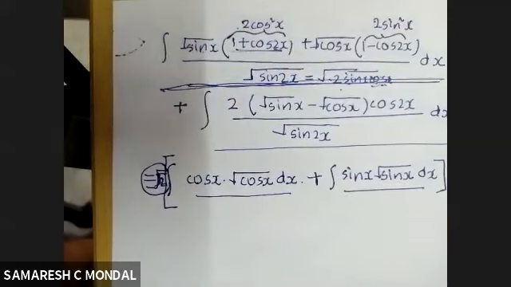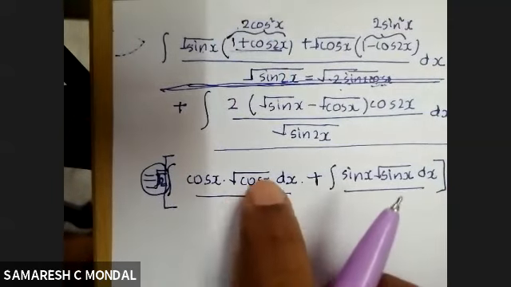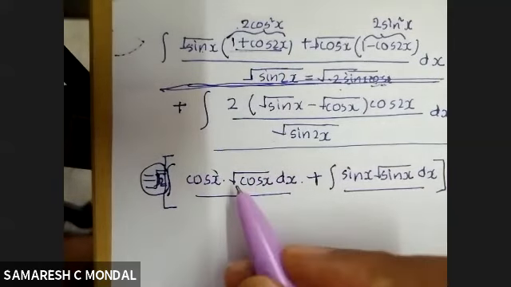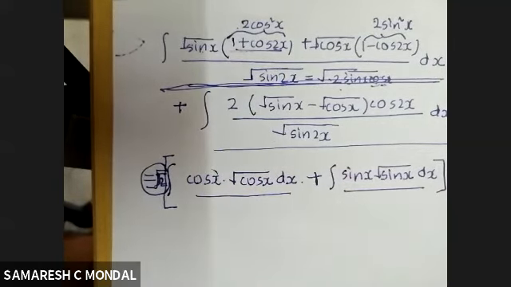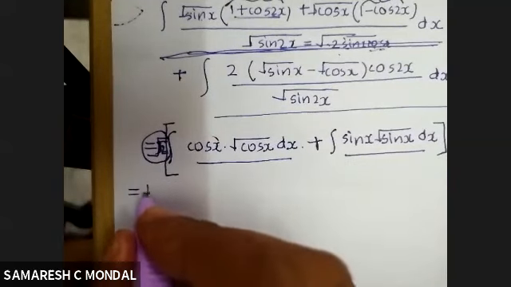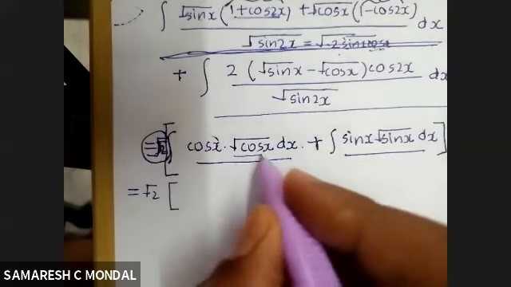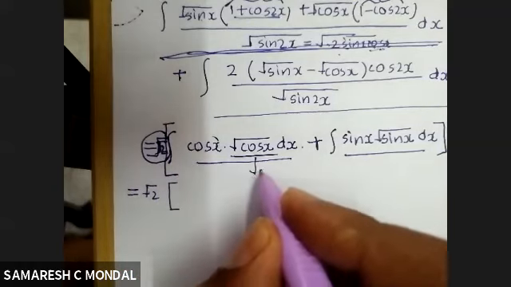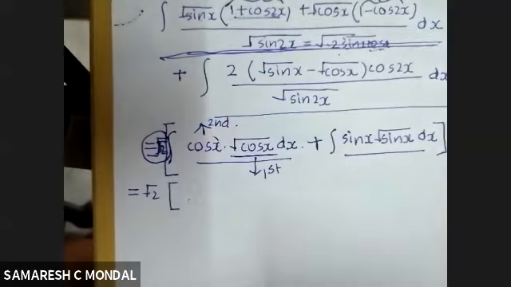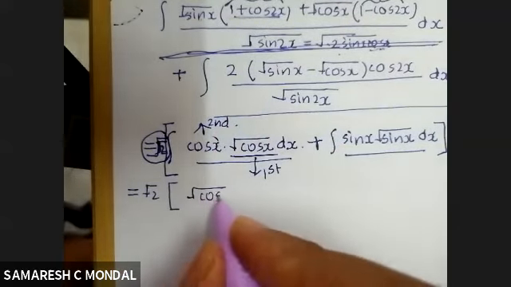I split it in two parts. So again, I'll apply integration by parts. If both are trigonometric, we need to prefer the function which is integrable as the second function. The function which is integrable is the second function. The other will be the first function. So I'm writing root 2 into, this is the first function and this is the second function. So root cos x is the first function.